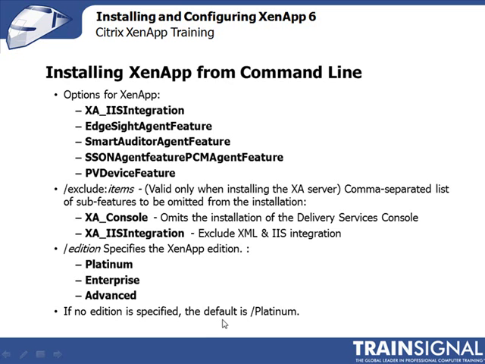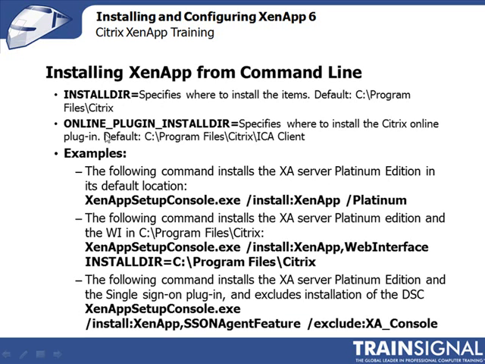Now, by default, if you don't specify which edition of XenApp you want to install, it's automatically going to assume that you want to install the Platinum Edition. Otherwise, you have the option of selecting which edition you want to install, for example, Platinum, Enterprise, or Advanced. Now, some other things here to consider. If you don't specify the install directory, it's going to just install in the default directory. If you want a specific path to a directory, then obviously you would use install dir equals and put that directory in there. If you want to install the plugin in a different directory, again, you would use online plugin, etc., and just specify.